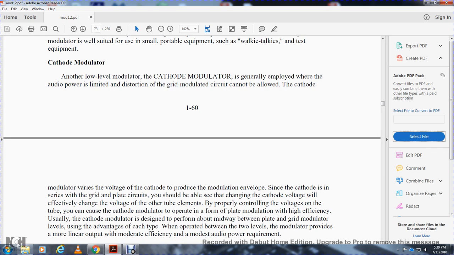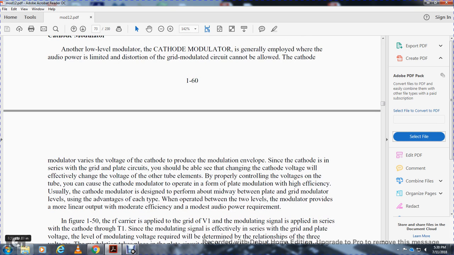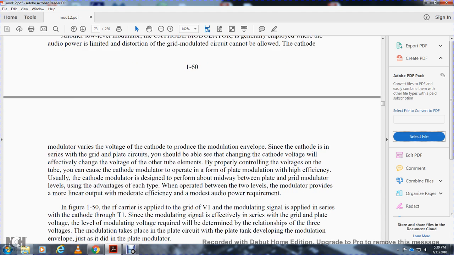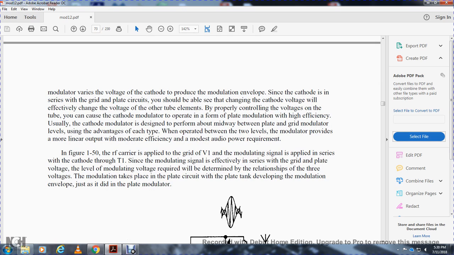Varying the cathode voltage effectively changes the voltage of the other tube elements to properly control the tube. You can call the cathode modulator a form of plate modulation at high intensity. Usually the cathode modulator is designed to perform about midway between the plate and grid modulator levels, so you have the advantage of either type of operation between the two levels. The modulator provides a more linear output with moderate efficiency and a moderate audio power requirement.